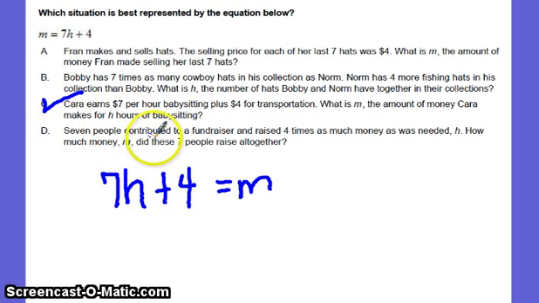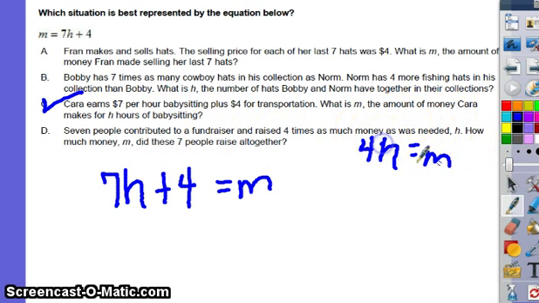D says 7 people contributed to a fundraiser and raised 4 times as much money as was needed, H. How much money, M, did these 7 people raise all together? So 4 times as much money was needed, H. And how much money did they raise all together? Equals that. That's not what we're looking for either, because it was asking for the total. So C is the best answer choice there.